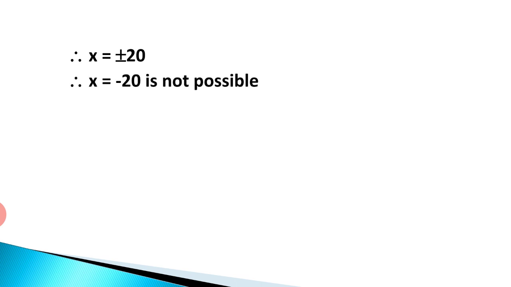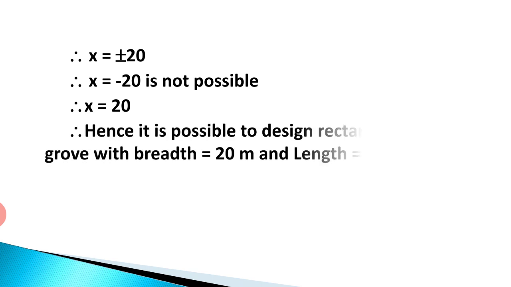Minus 20 is not possible, but still we are getting one solution, that is x is equal to 20. That means the situation, is it possible? We say yes, the situation is possible. You can have a rectangular mango grove whose area will be 800 meters square. So its breadth will be 20 and length will be 40 meters. Is it okay? I hope you have understood this particular question and the nature of roots very well.